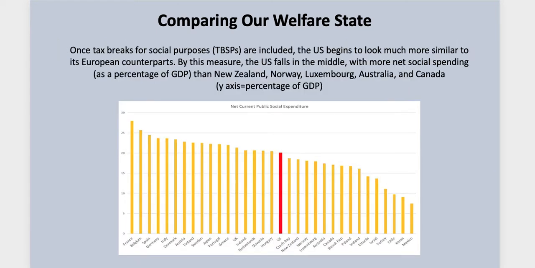When you include tax breaks for social purposes, these are some of the things like the earned income tax credit and things that we've talked about earlier, the United States begins to look much more similar to its European counterparts. Sort of in the middle here of all the nations, with more net social spending than countries like New Zealand, Norway, Australia, Canada, and so on. So this is the percentage of GDP, by the way, gross domestic product, that we're measuring here.